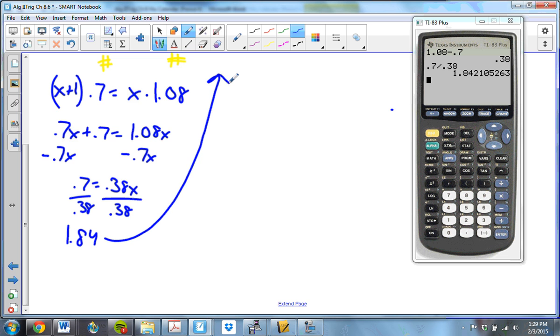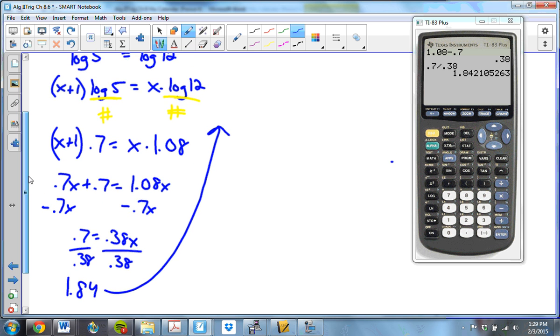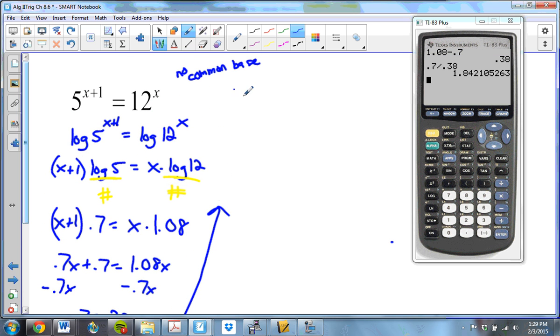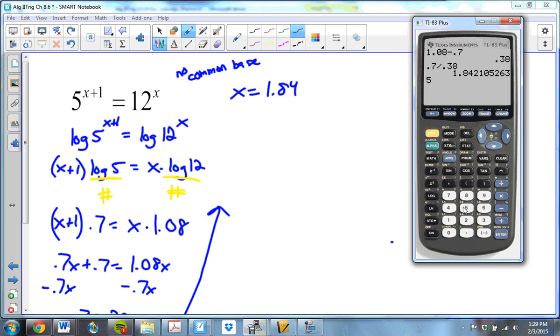I'm going to check this now. I'm going to come way back up here and check this. I have x equals 1.84. That's an about equal to, so it should be close to equal, but not exactly. 5 to the 1.84 plus 1. Let's see what that equals. 12 to the 1.84. Very, very close to each other, just because of a little bit of a rounding error.